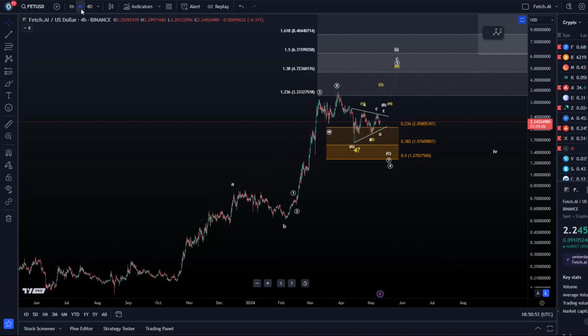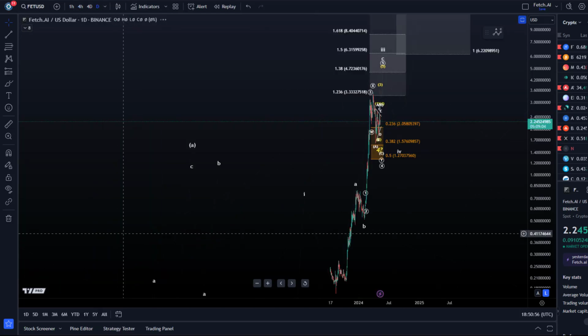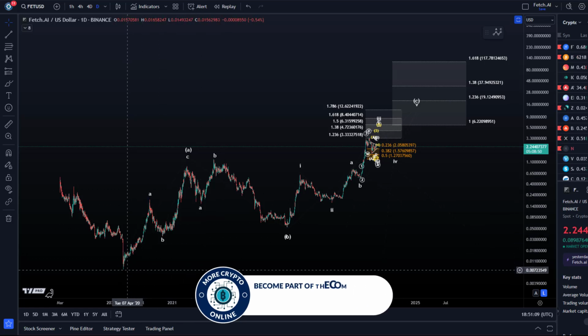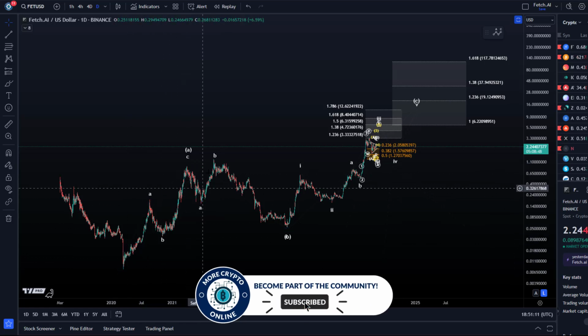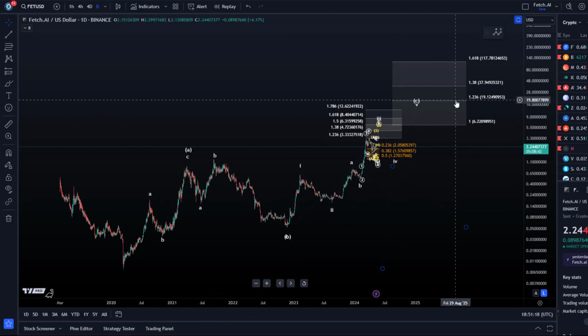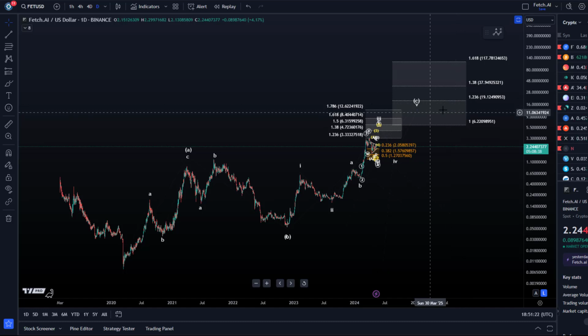Now, if we zoom out a little bit, you can see that FET really performed nicely, especially from the 2020 low, but then also more specifically from the November 22 low. And we've seen here a large ABC structure. That's the current idea: 3 waves in wave A, 3 waves in wave B, and then the C wave rally to roughly $6.22 or maybe even higher, but let's keep expectations realistic for now.